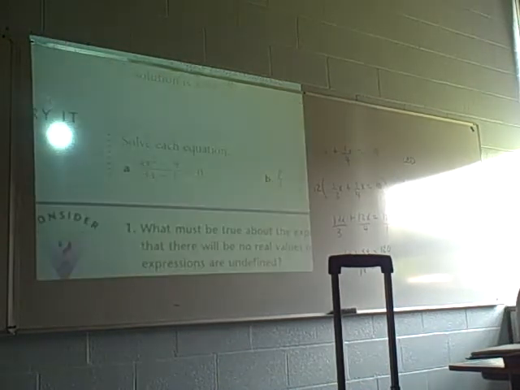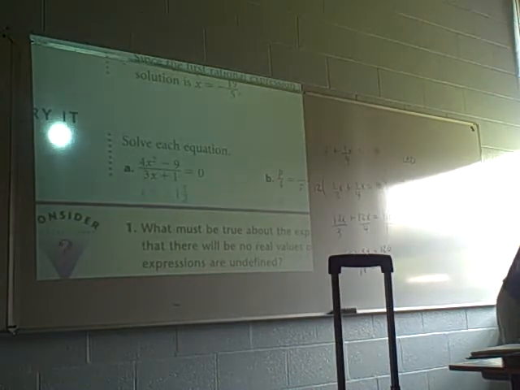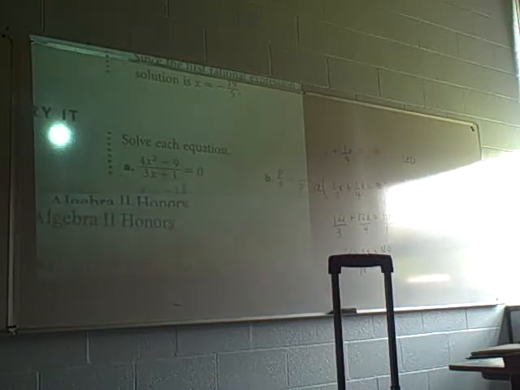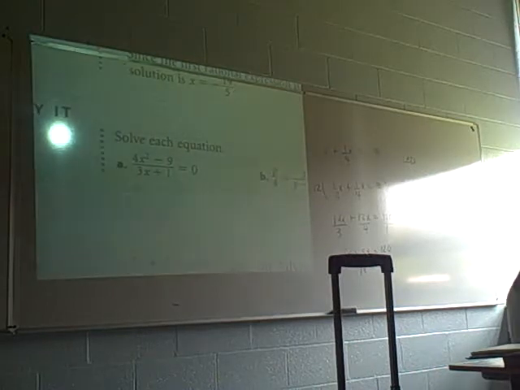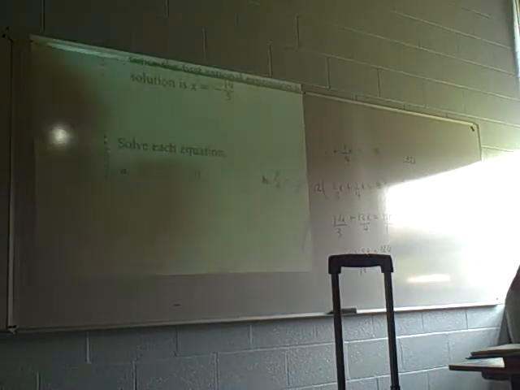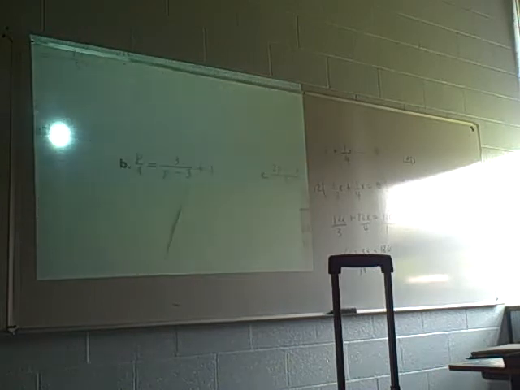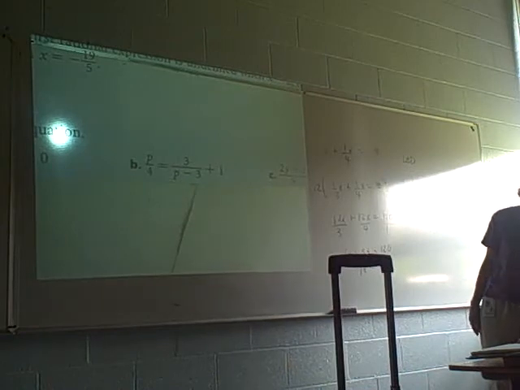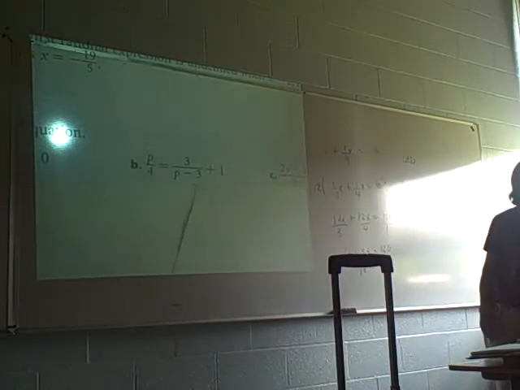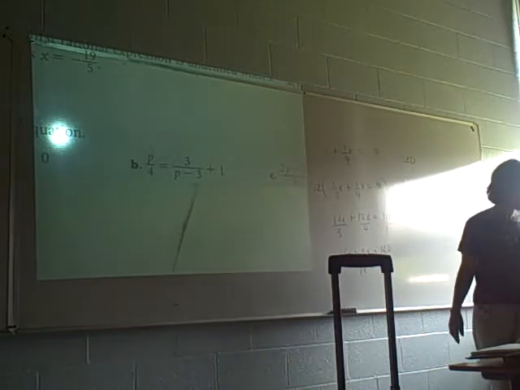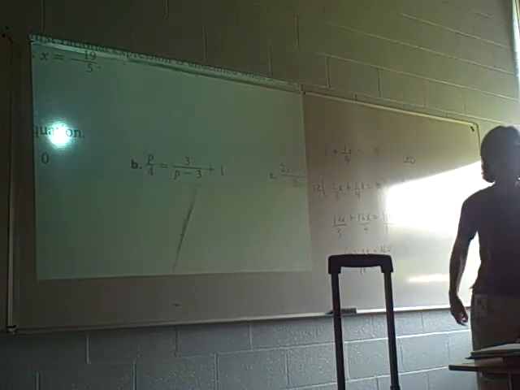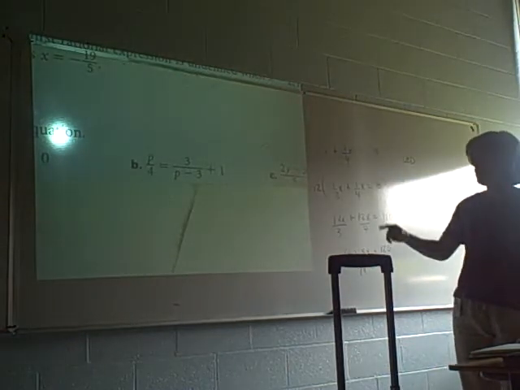Okay, let's try the next one, B. You shouldn't graph this one, should you? You can probably find an answer. Why? Because we can find it another way. Can we find an LCD for this problem? See if you can find that LCD. What is the LCD? 4 times p minus 3.